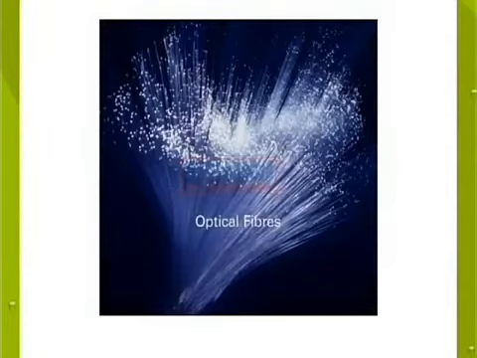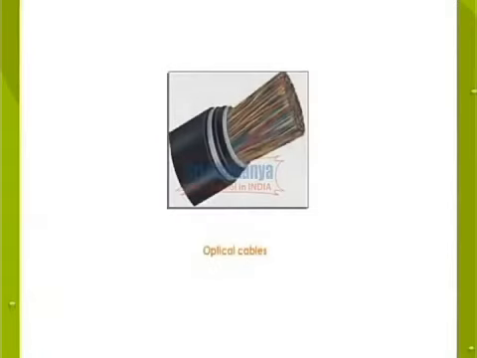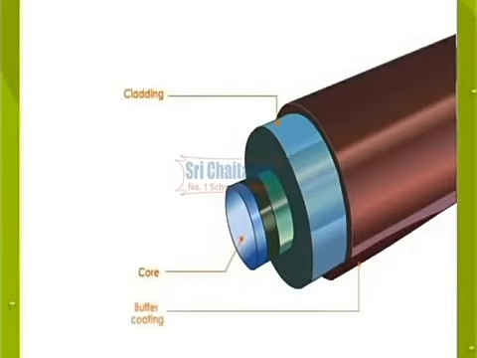Optical fibers. Optical fibers are long thin strands of very pure glass about the diameter of a human hair. They are arranged in bundles called optical cables and are used to transmit light signals over long distances. A single optical fiber consists of 3 layers, namely core, cladding, and buffer coating.